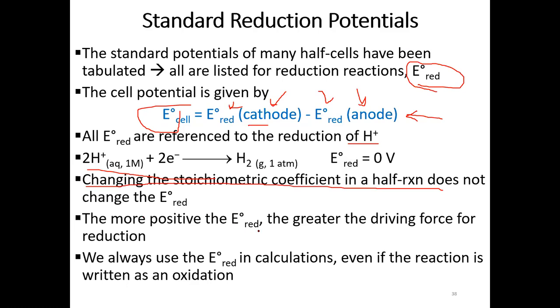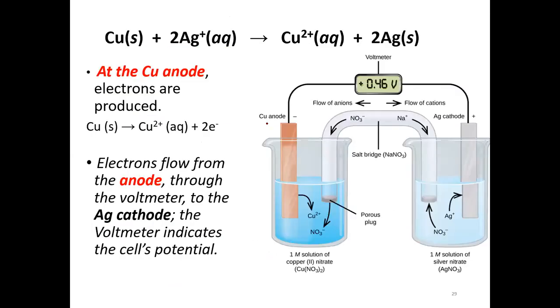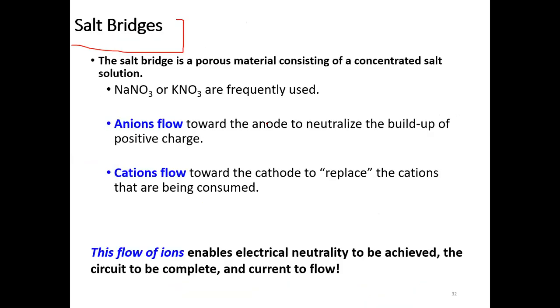The more positive the E reduction, the greater the driving force for reduction. Does that make sense? The more positive the E reduction, the greater the driving force for reduction, meaning the gain of electrons. So we always use the E reduction in calculation, even if the reaction is written as an oxidation. Oxidation always happens at the anode, and the reduction is happening at the cathode, as we have discussed so far. We need to go back and review where the reduction is happening and where the oxidation is happening.